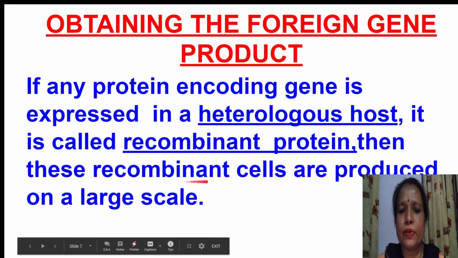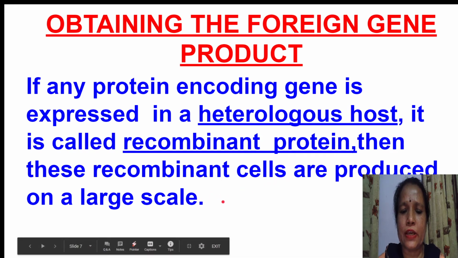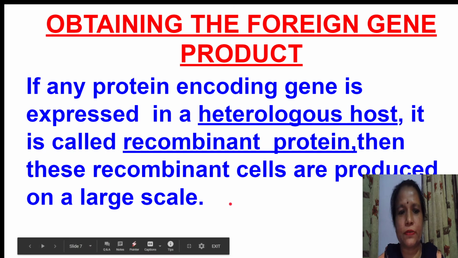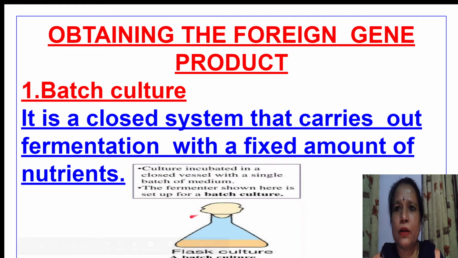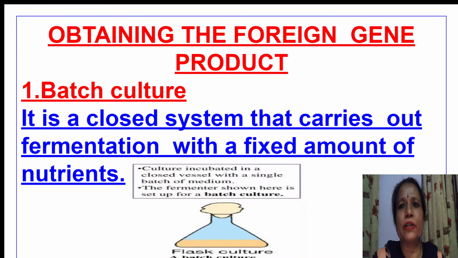Now these recombinant cells which are carrying the recombinant genes are to be produced on a large scale so that we can get a large yield of our product. So here, in order to obtain the gene products, we can follow two types of cultures. One is batch culture and the other is continuous culture. So first we will study what is batch culture.